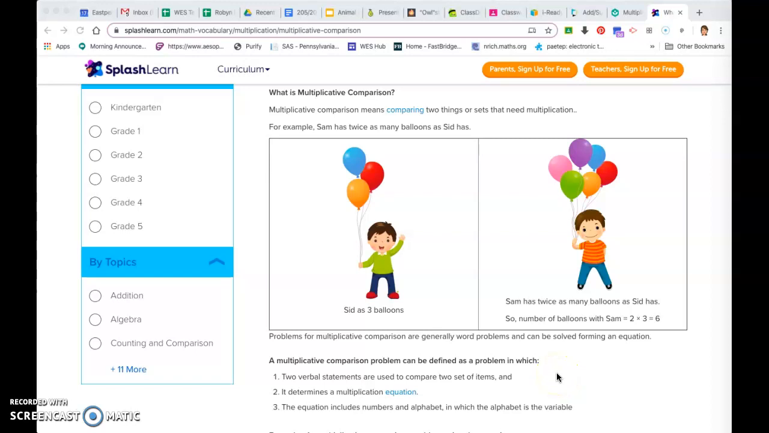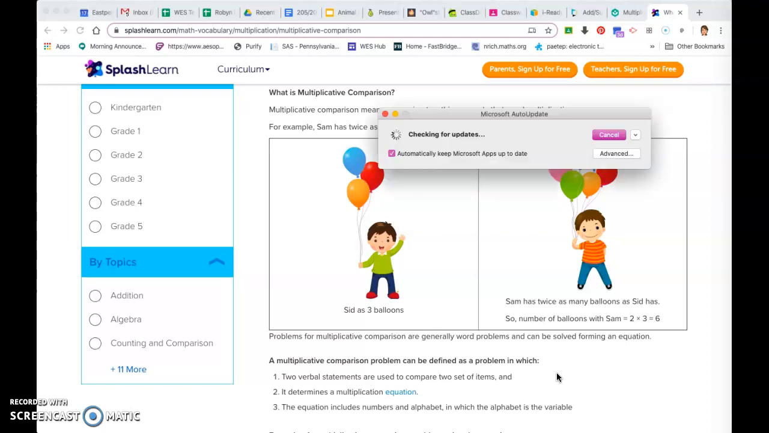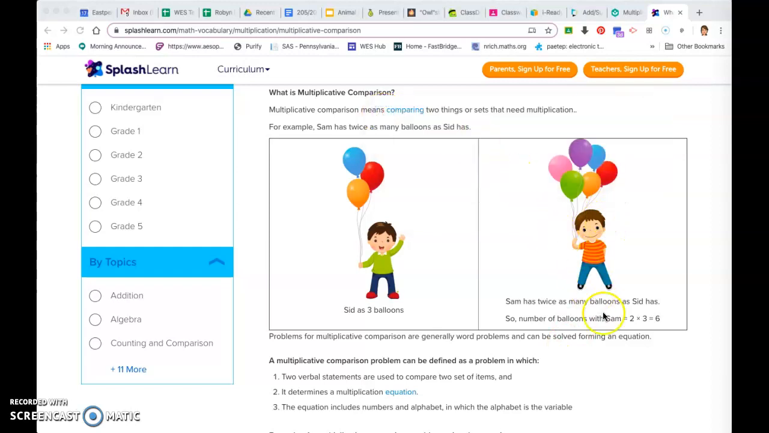What is multiplicative comparison? Multiplicative comparison means comparing two things or sets that need multiplication. For example, Sam has twice as many balloons as Sid has. Sid has 3 balloons. Sam has twice as many balloons as Sid has. So the number of balloons that Sam has is 2 times 3, or 6.